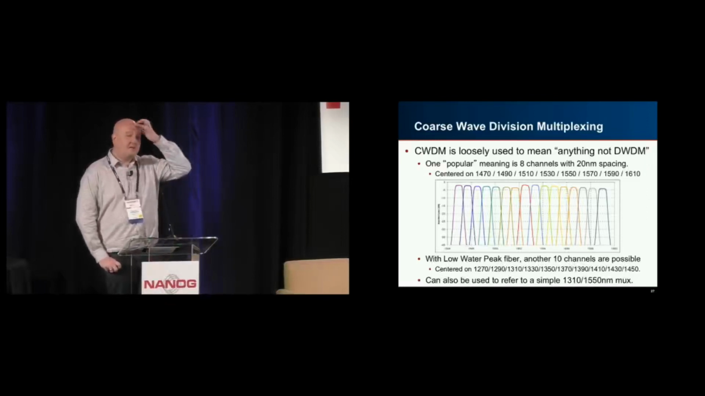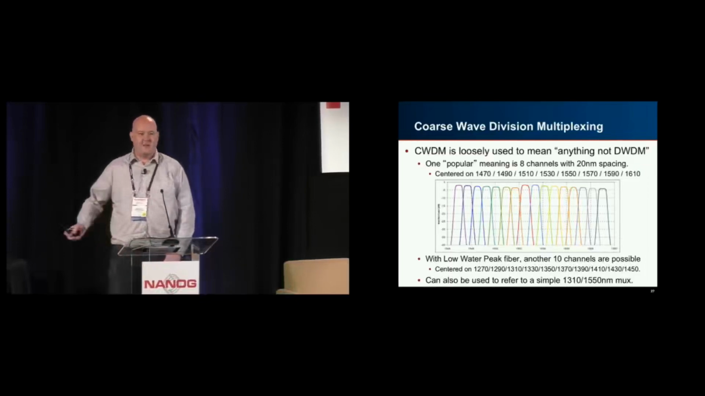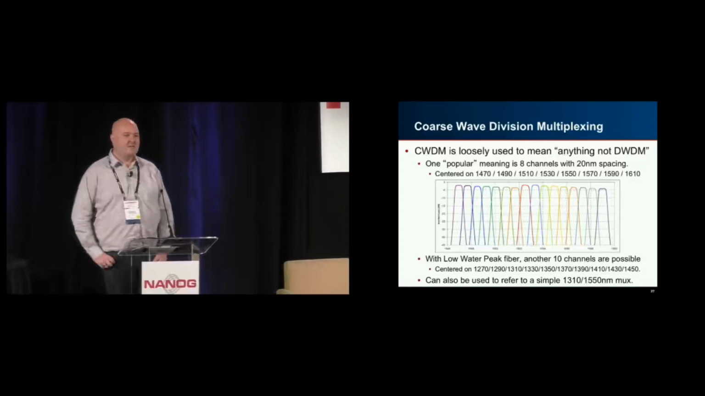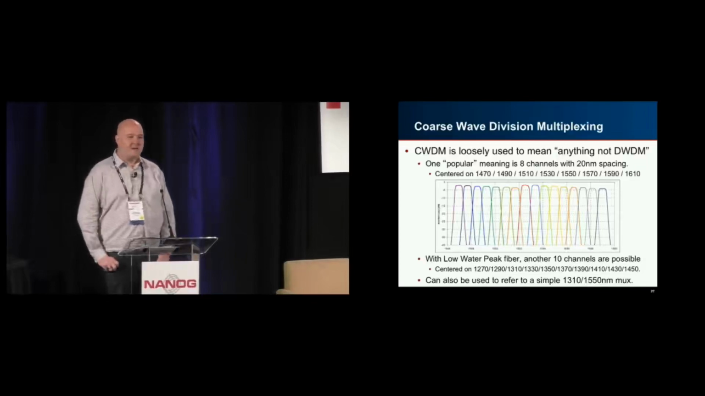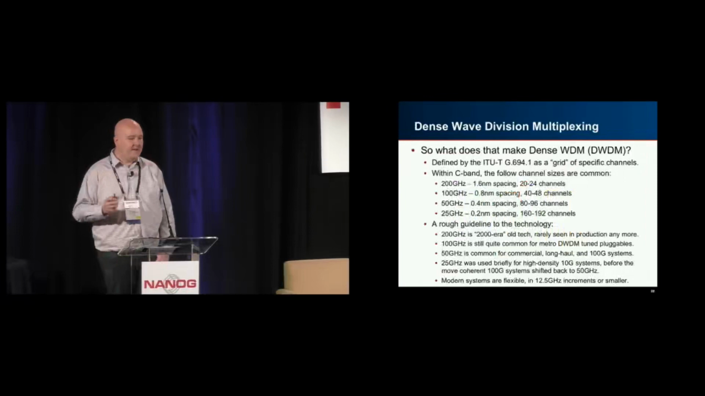One popular meaning, especially historically, was something called 8 channels with 20 nanometers of spacing between them. So it's these very wide channels, and then if you were to add low water peak fiber, you got access to another 10 channels. So you tend to see this a lot. Like this was very popular back in the 1 gig days when it was much cheaper to make 1 gig CWDM than it was DWDM. But it can also mean a lot of other things, right? It can be used to refer to 1310, 1550 mux and kind of any other combination of light.